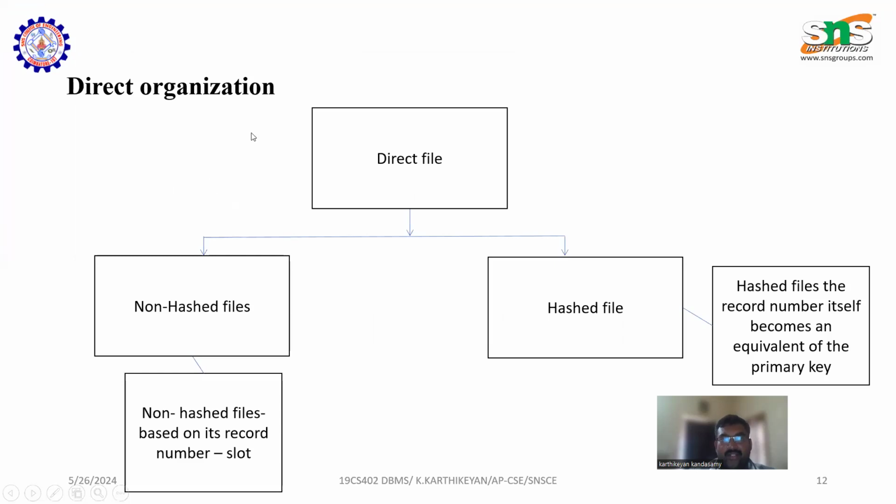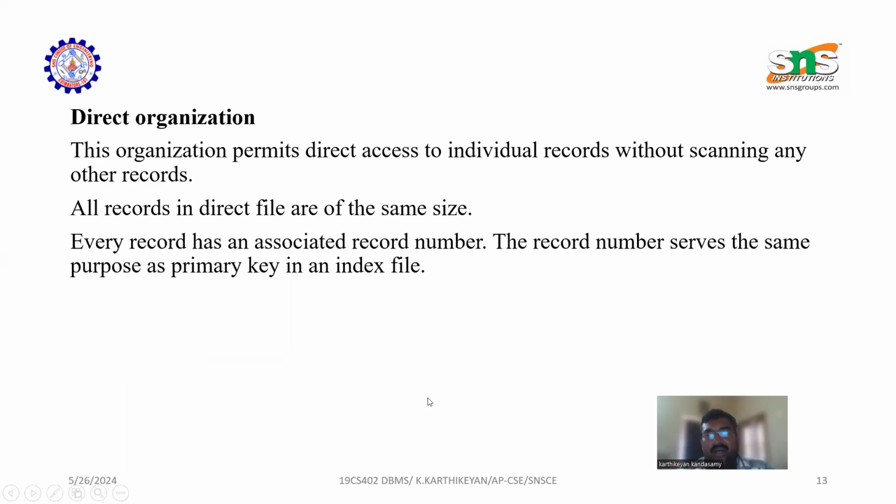So this is the direct access method. We have non-hash files and hash files. A non-hash file is based on its record number slot, and in a hash file the record number itself becomes the equivalent of the primary key. Direct organization permits direct access to individual records without scanning any other records. All records in a direct file are the same size. Every record has an associated record number. The record number serves the same purpose as the primary key in the index file.